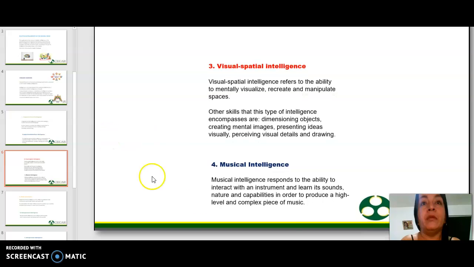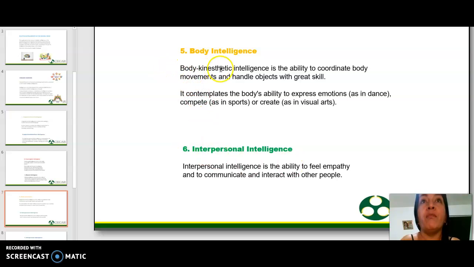4. Musical intelligence. Musical intelligence responds to the ability to interact with instruments and layering sound, and the capacity to produce a high level and complete piece of music. 5. Body intelligence. Body intelligence is the ability to coordinate body movements and handle objects with great skill. It contemplates the body's ability to express emotion, dance, compete in sport, and create in visual arts.